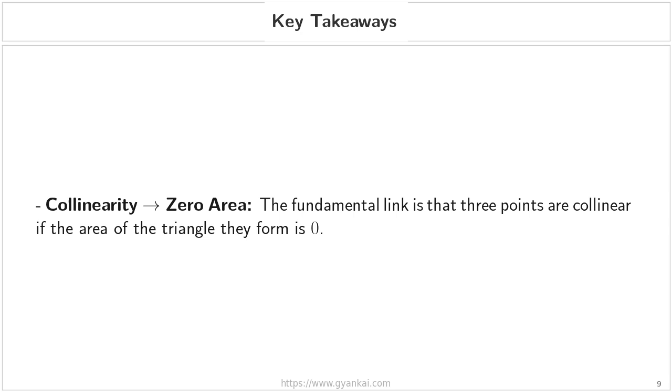First, let's revisit the core geometric principle we used. Collinearity implies a zero area. This is the fundamental link that makes this entire method work. Remember, we started with the idea that if 3 points lie on the same straight line, they cannot form a triangle with any height or width, meaning the area of the triangle they form must be exactly 0.